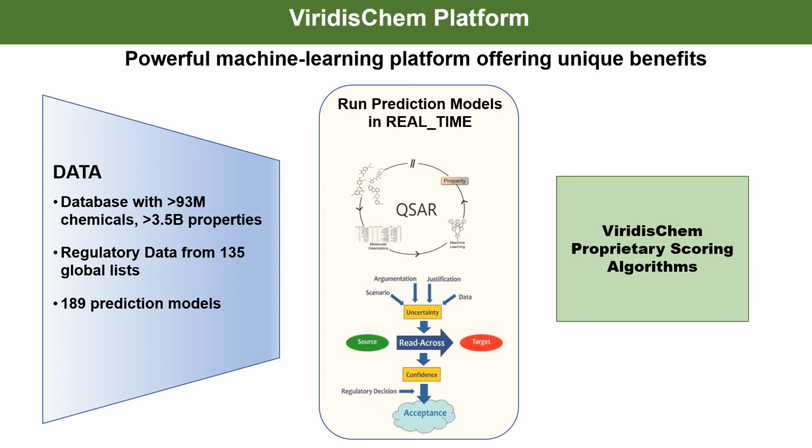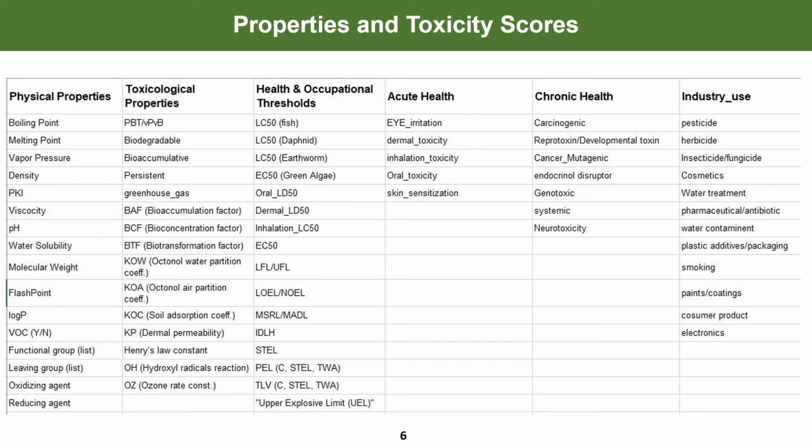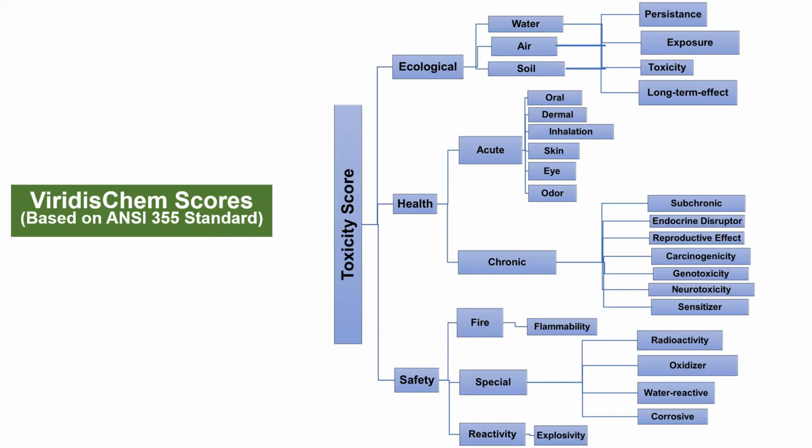Wherever there are data gaps, ViridisChem utilizes industry-standard prediction models to generate in silico data. Utilizing the 48 properties per chemical and OECD guidelines, ViridisChem has developed its own proprietary algorithms to provide ecological, health, and safety scores in terms of 56 different endpoints. Here are all the properties Chemical Analyzer can provide. Where experimental data is not available, it selects and executes machine learning prediction models to provide predicted properties. Here are the scores it provides based on the physical and toxicological properties. The scores are based on ANSI 355 standard and include more than 56 endpoints.